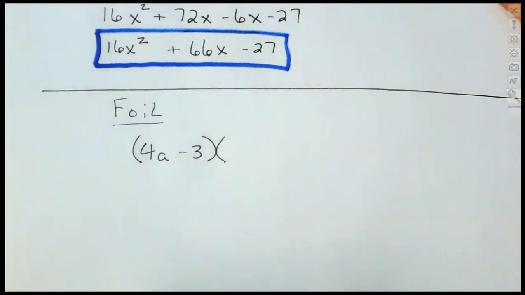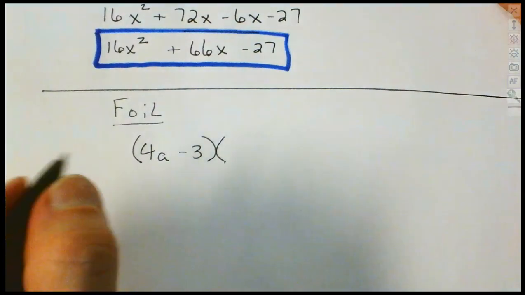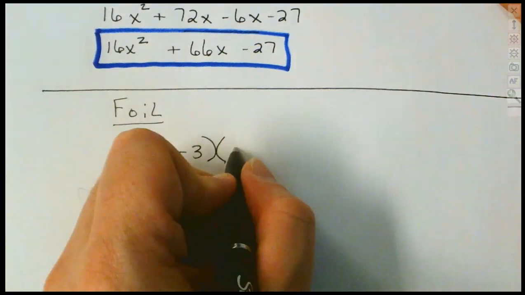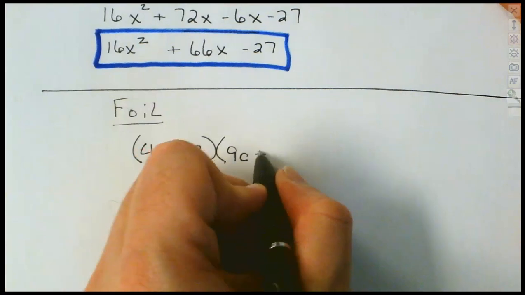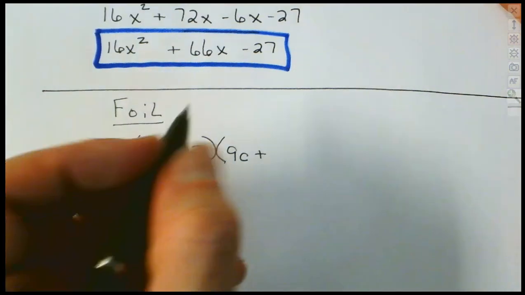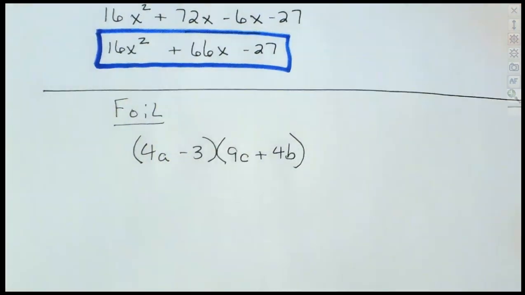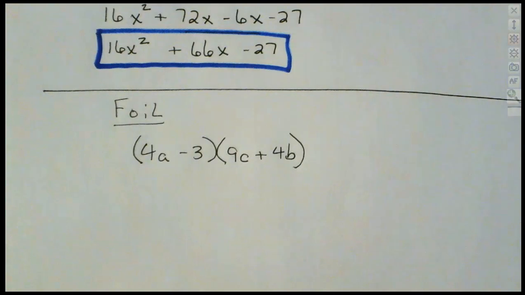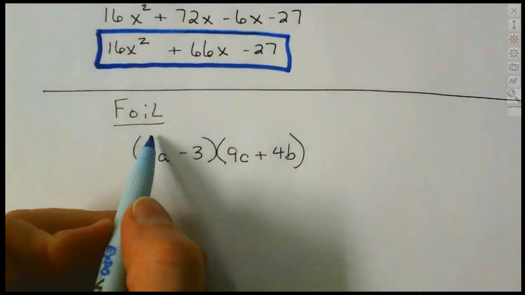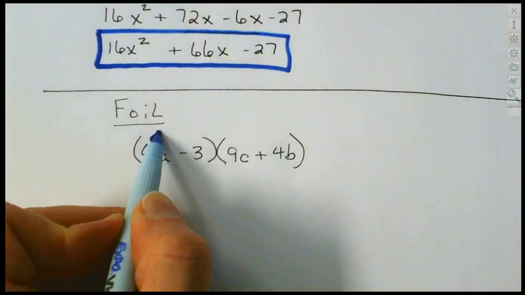It doesn't have to be an x. It can be a different variable. So we're going to learn how to FOIL this one out. It doesn't have to be an x. It can be different variables. We do the same process. So first times the first.